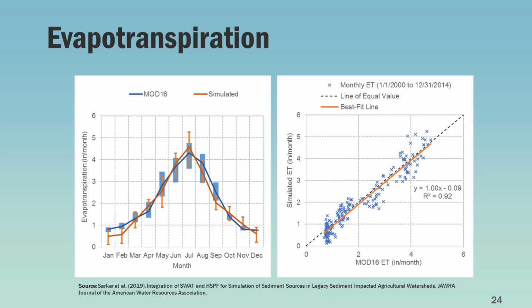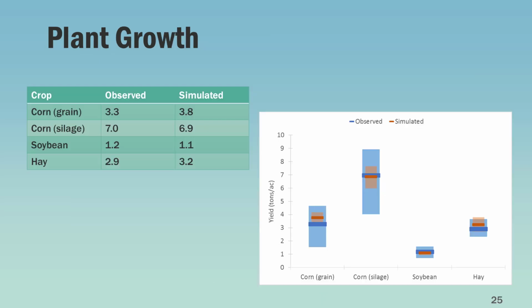So we compared the SWAT model's simulated average monthly evapotranspiration against the satellite-based products. As we can see, the representation is reasonable. Of course, things can always be better.